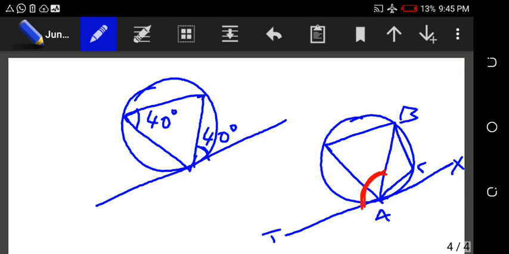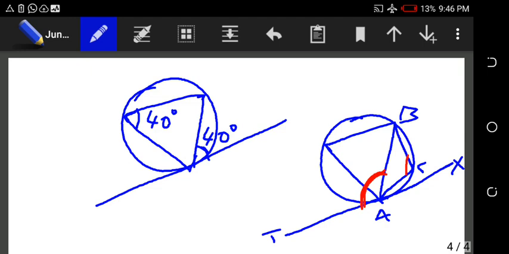Now the question becomes, where is the alternate segment? Remember that this angle happens to be formed inside the major segment, that is the bigger portion. So the angle that we're looking for should be in the minor segment, and that is the angle here. That's how that works. The orientation could change, but the theorem remains the same.